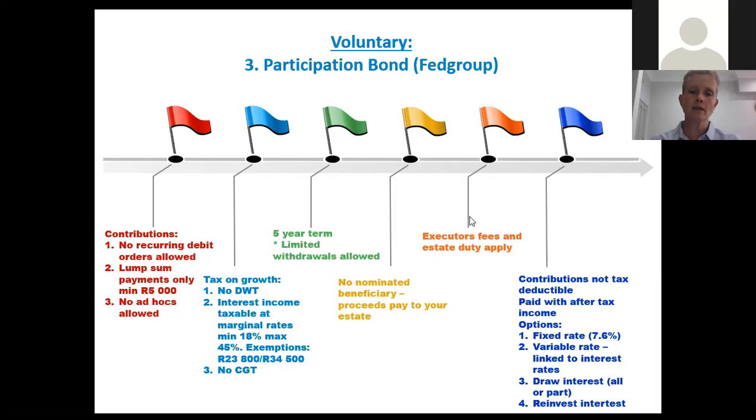The nice thing is that the barrier here is quite low. So the minimum contribution is 5,000. And you cannot put additional contributions into this product. You would then have to start a new one. Tax on the growth, there's no dividends withholding tax and there's no capital gains tax because you are only earning interest. So it's only interest income that will be taxable, and it will be taxable at your marginal rate. So minimum 18%, maximum 45%, and then the individual exemptions apply under 65 and over 65.